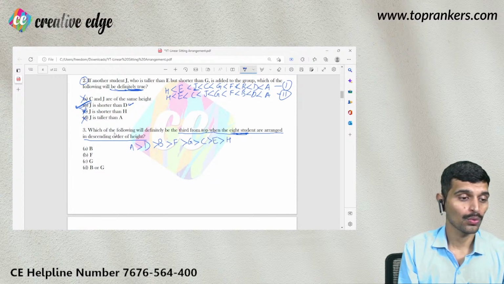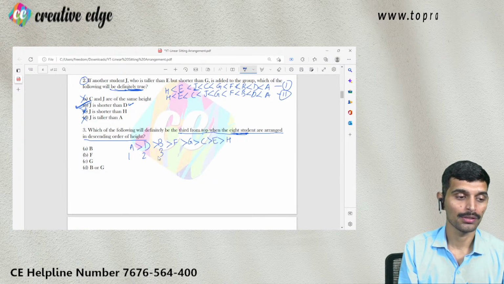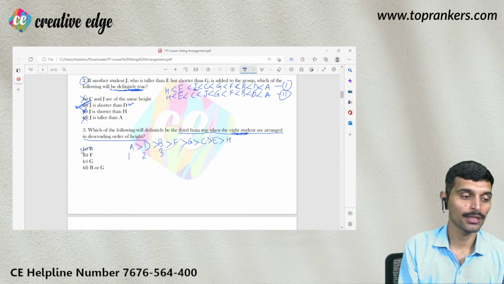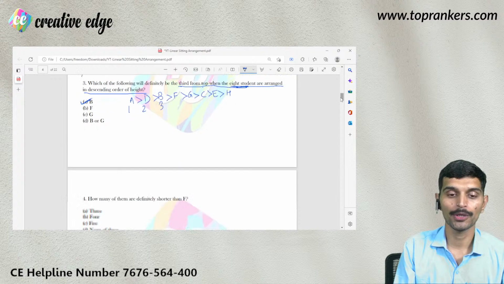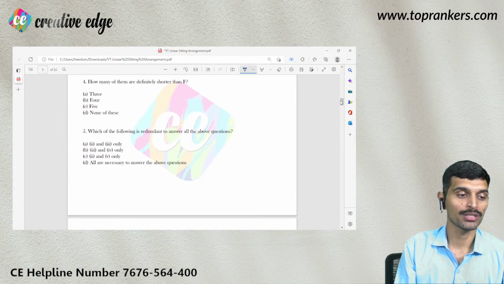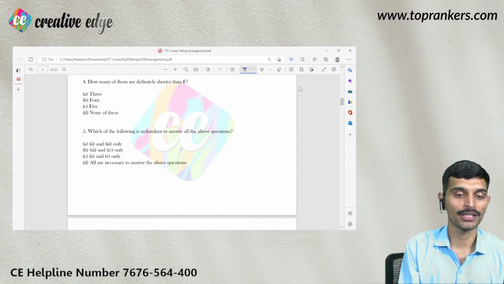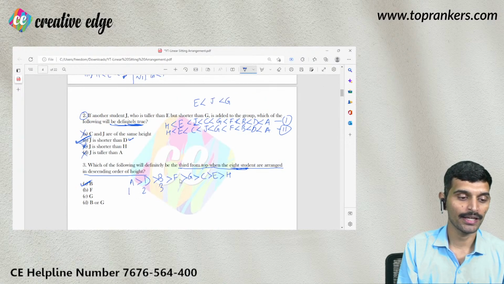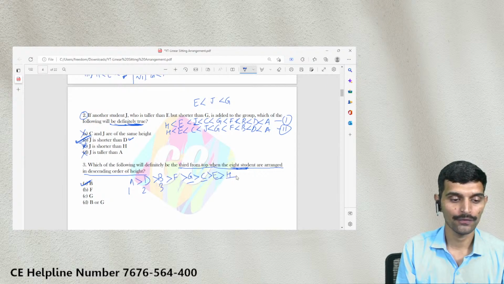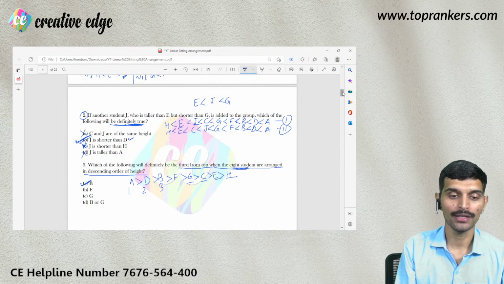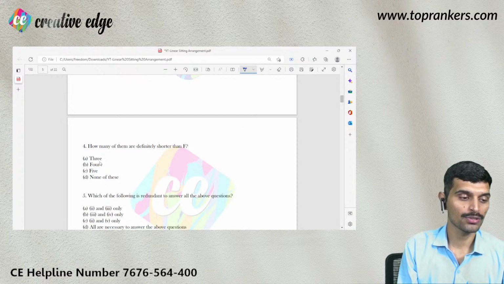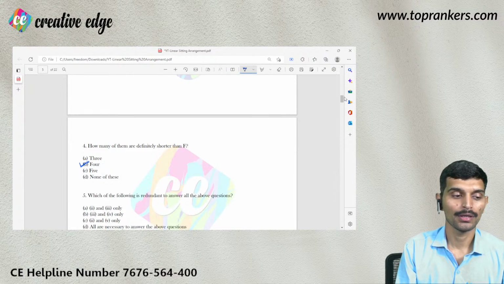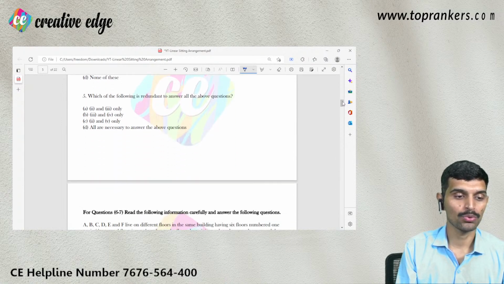So which of the following will definitely be third from top? So this is top, this is second, this is third. So it has to be B, that is option A. Correct answer to question number three will be option A. Now let's talk about question number four. How many of them are definitely shorter than F? Shorter than F. One, two, three, four. These four are definitely shorter than F. So answer to this one is option B, 4, right? Now let's move to last question of this set.